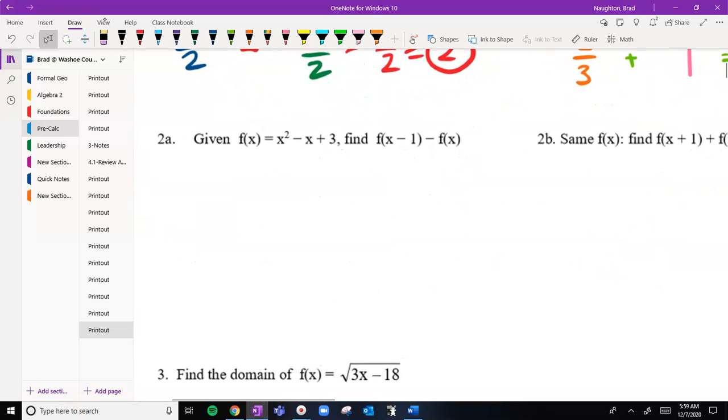Alright, let's go to 2 and 2B. So in this case, ladies and gentlemen, same sort of idea, except we're going to be plugging in an x minus 1 and then an x.